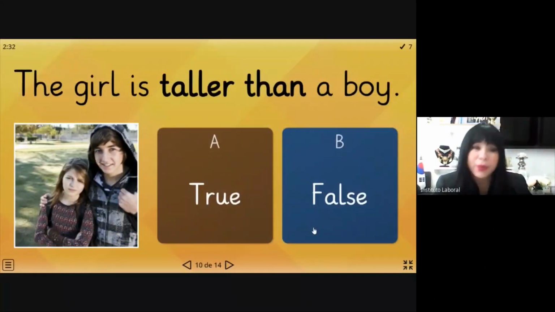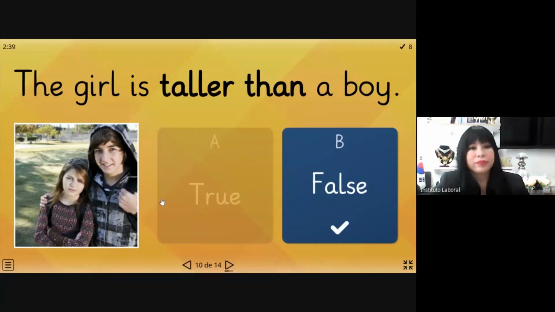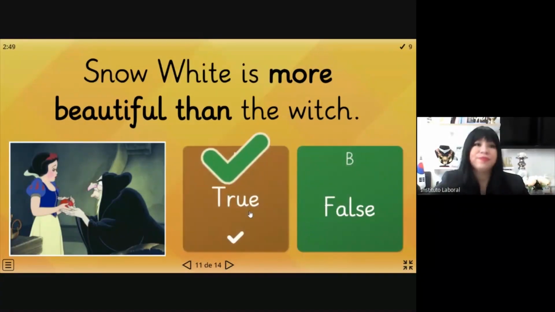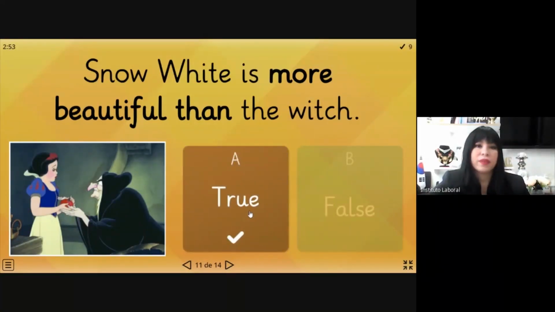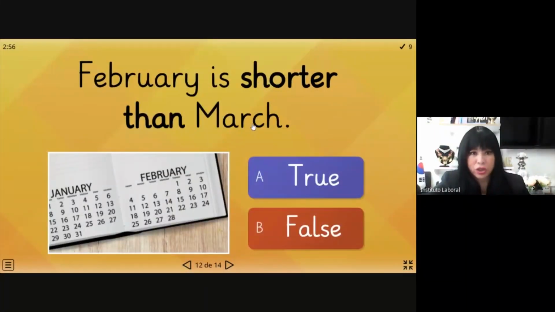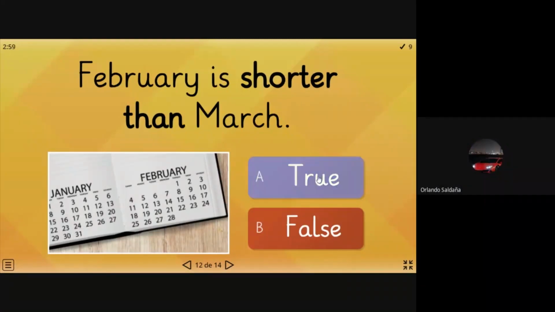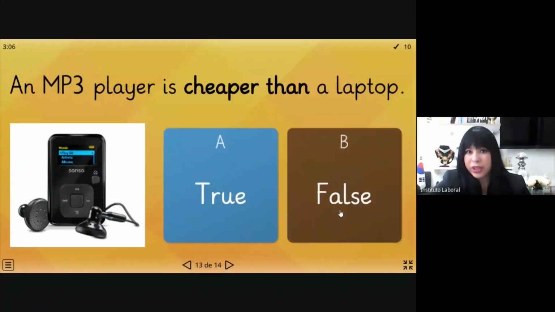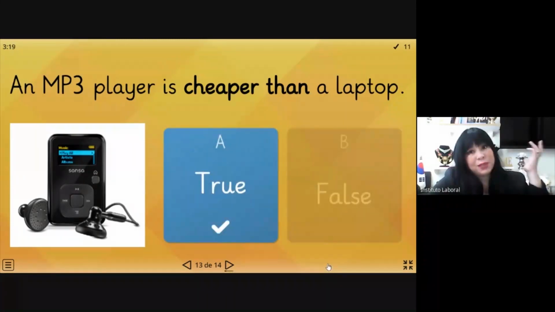The girl is taller than the boy. False. She's shorter. Snow White is more beautiful than the witch. True. February is shorter than March. True. Excellent. Very good. An MP3 player is cheaper than a laptop. ¿Qué significa cheaper? Barato. Más barato. True. A laptop is more expensive.